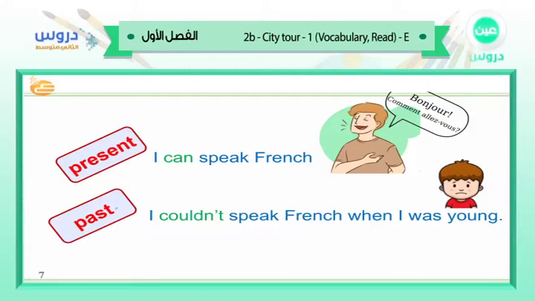The present and the past. In the present, we use I can speak French. In the past, I couldn't, or I could. This is negative, this is affirmative. I couldn't speak French when I was young. But now, in the present, I can. Okay, do you get it? In the past, I couldn't speak French when I was young. But now, in the present, I can speak French. So it's improvement.